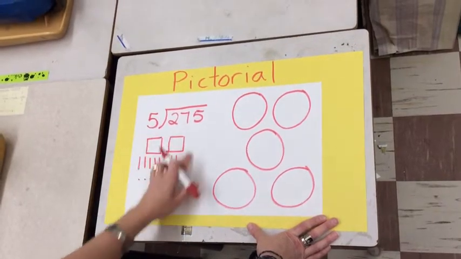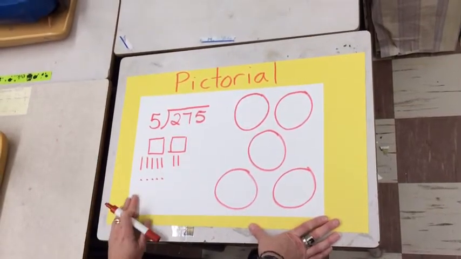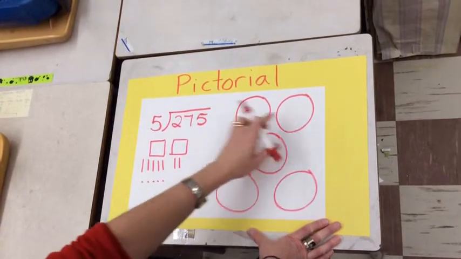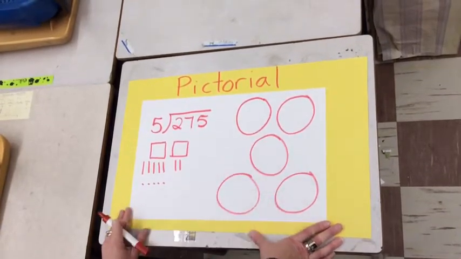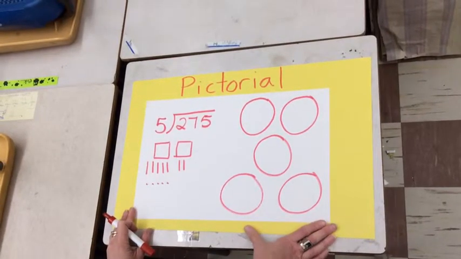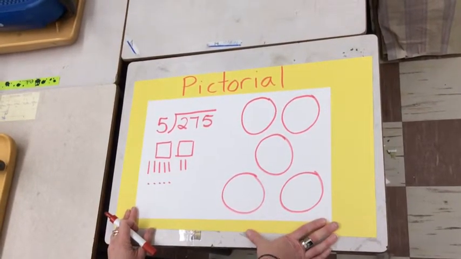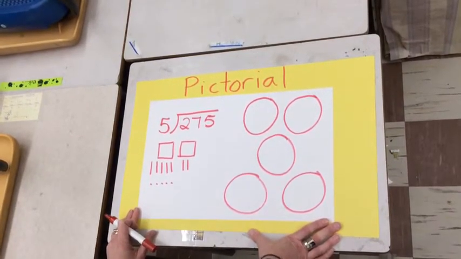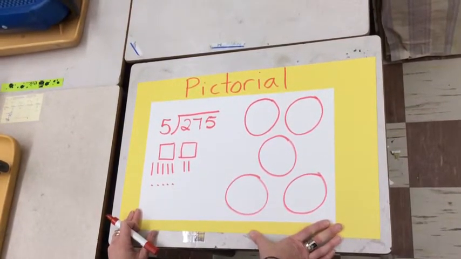So now we have our 275 right here. So what are we going to do? Now we have to start with the hundreds and start breaking it up into our 5 equal groups. I heard somebody say, how do I do that? We only have 2 hundreds. I can't divide those up evenly into the 5 equal groups. You are correct. So what do we have to do? That's right, you guessed it.